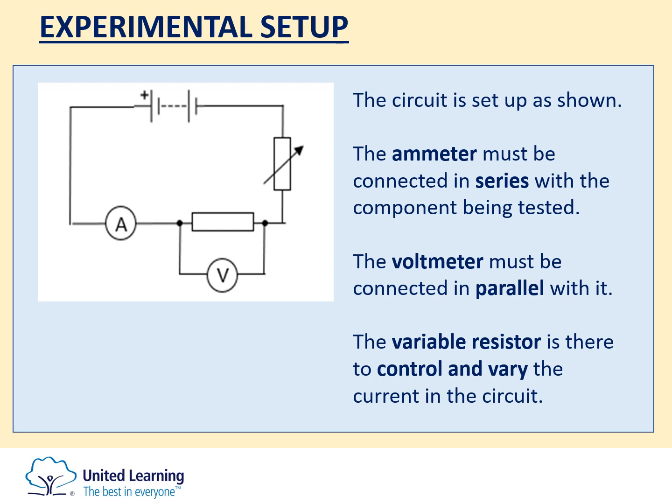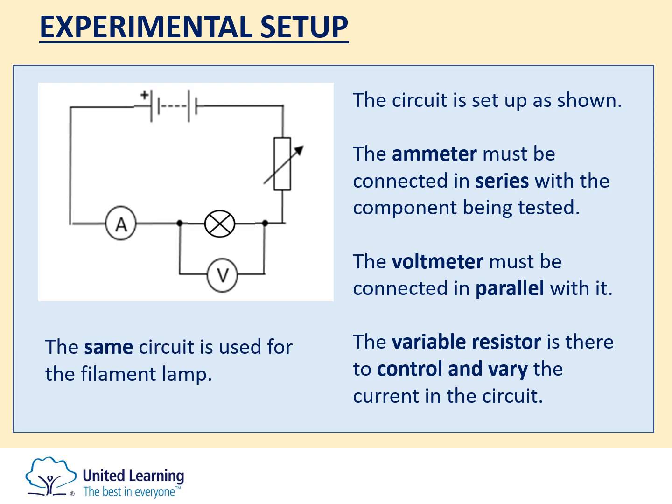The second required practical on the electricity topic is the IV characteristics required practical, the current voltage characteristics. For this experiment, there are three components that you're asked to test. They are the fixed resistor, the filament lamp bulb, and the diode. The circuit setup is very similar, and again, you could be asked to draw a circuit diagram. So for the fixed resistor and for the filament lamp, the same circuit is used.